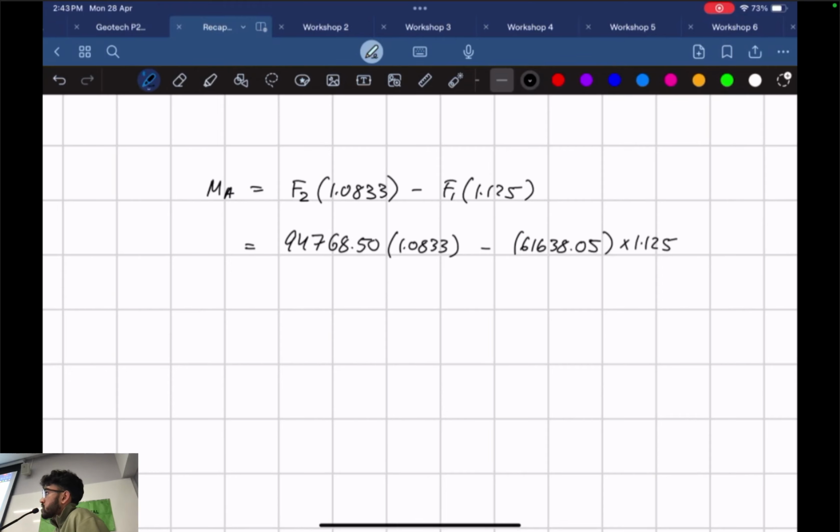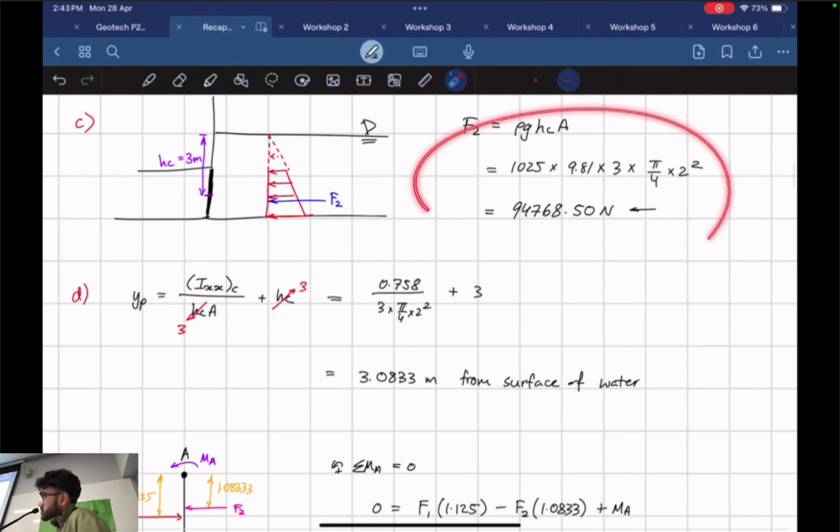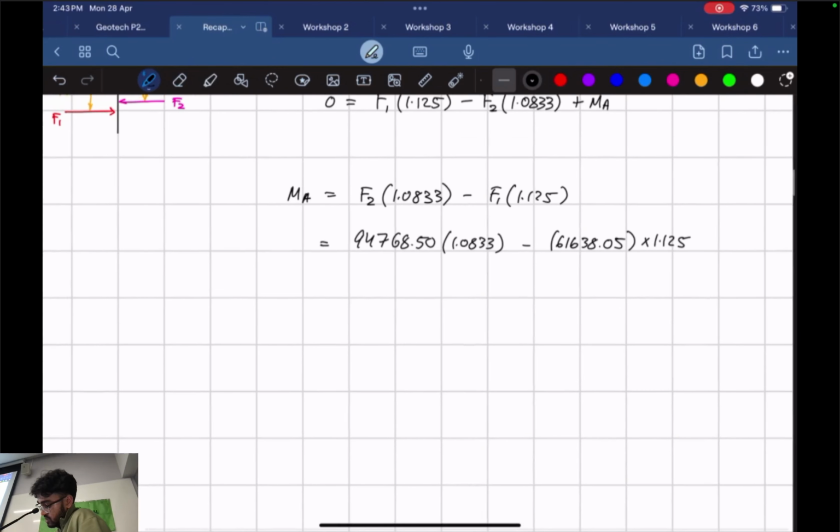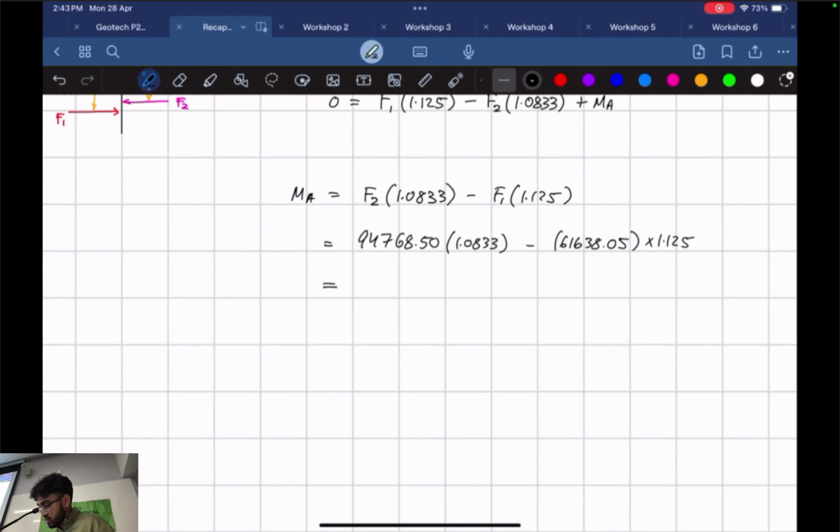Sorry, F2 is up here. Then plug it into your calculator. Let me see what you get. It's going to be going anti-clockwise because our answer is positive. Make sense? Because our answer is positive at the end, it's going to be anti-clockwise.